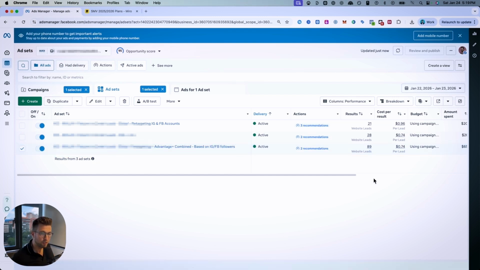If you look at the cost per leads, what's fascinating is that the US lookalike and the global Advantage Plus are exactly the same at 74 cents per lead, with the strict retargeting slightly higher at 96 cents per lead. All 3 of these are an extraordinarily low cost per lead. This has been a massively successful campaign.